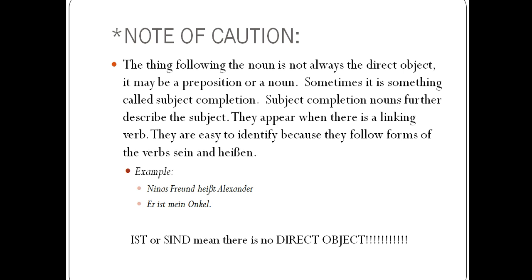Meaning if you have ist or sind, there is no direct object. You may see a noun there, but it is not the direct object. Like ist mein Onkel. Uncle is a noun, but it's not the direct object because it's just referring back to he. So, just know sometimes whatever's after the verb is not always a direct object.